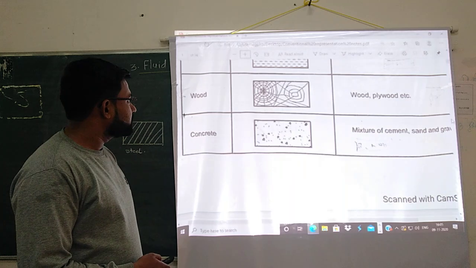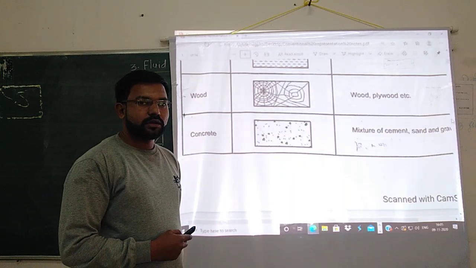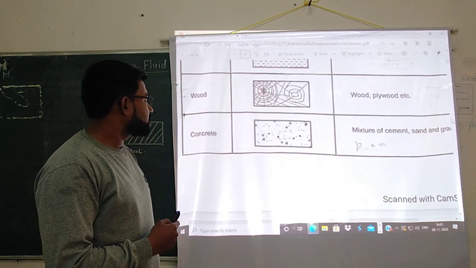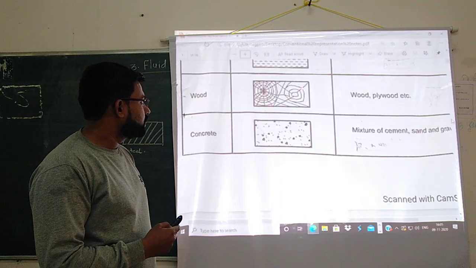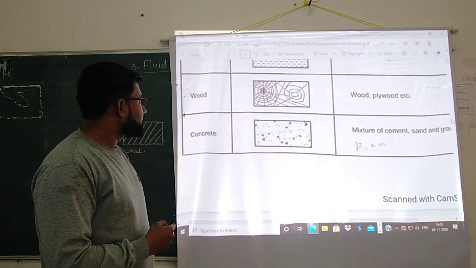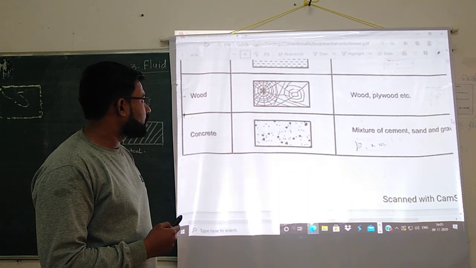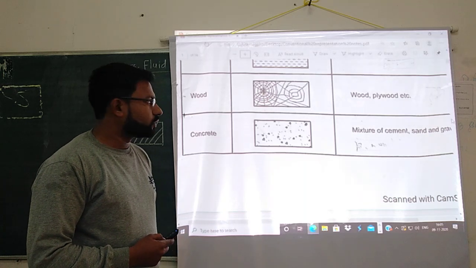Next is the convention for wood. If you observe wood which is cut by a hacksaw, then this structure will be observed. For the convention of wood, you again have to draw a rectangle, and in that rectangle draw this structure of wood. This will represent the convention for wood and plywood.